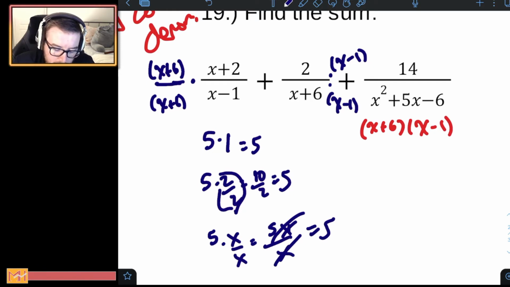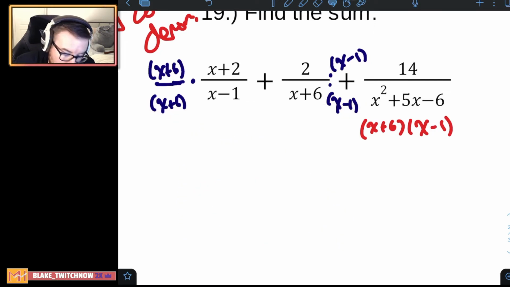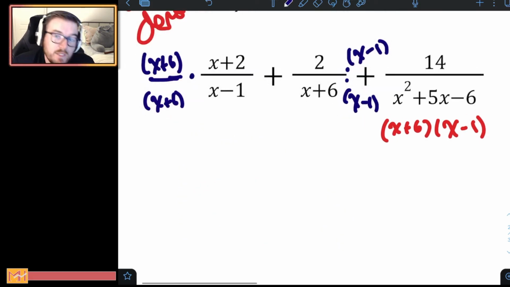So by multiplying by 1, I'm not changing anything. I'm simply changing the appearance. 10 over 2, 15 over 3, they're all the same thing. They're 5. So by multiplying by this, I'm just changing the appearance of this fraction.